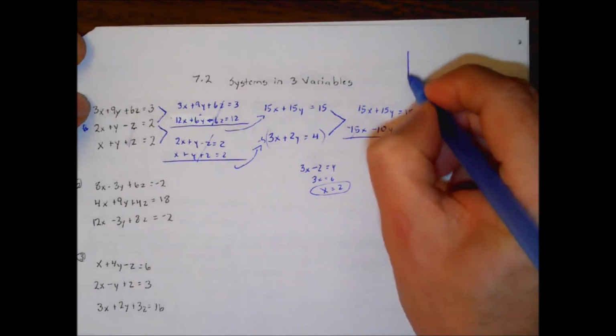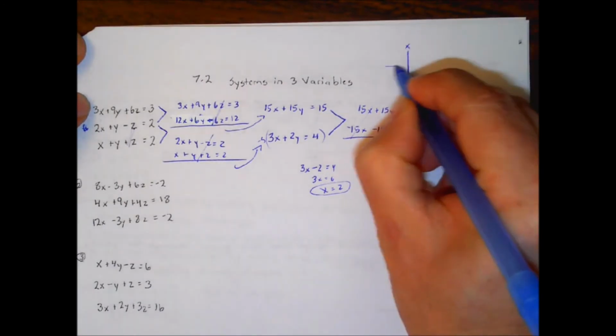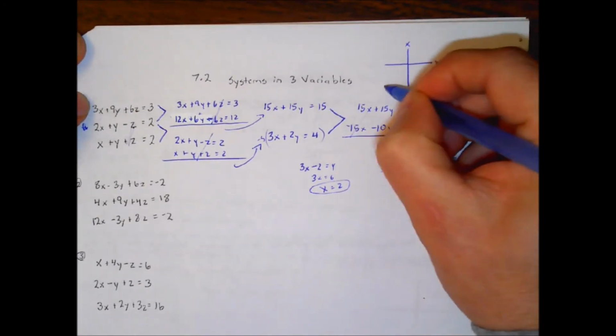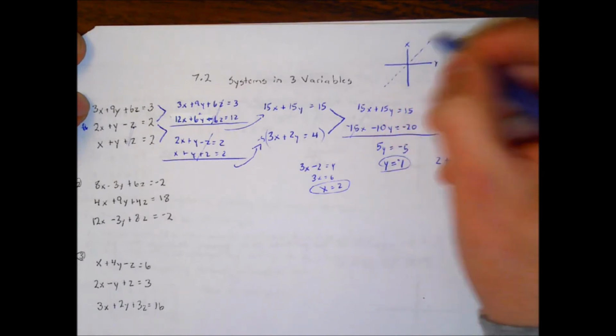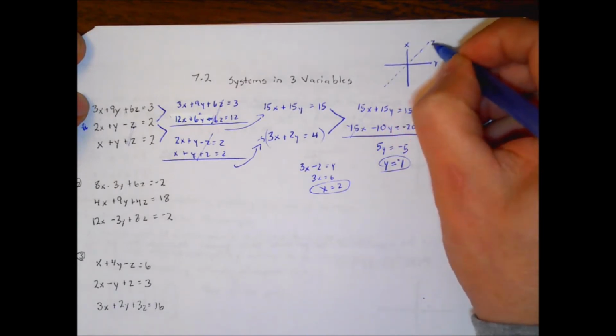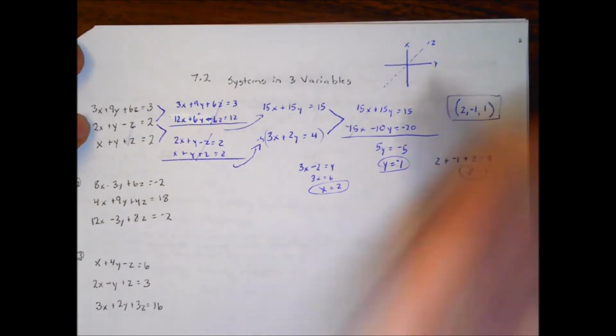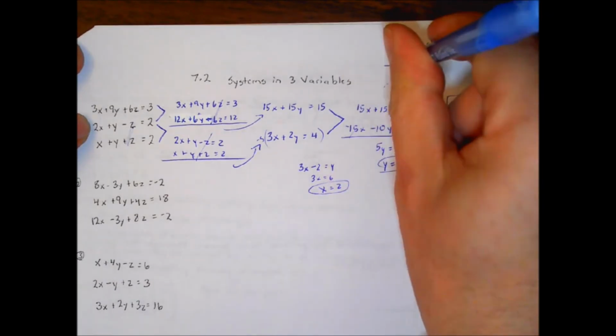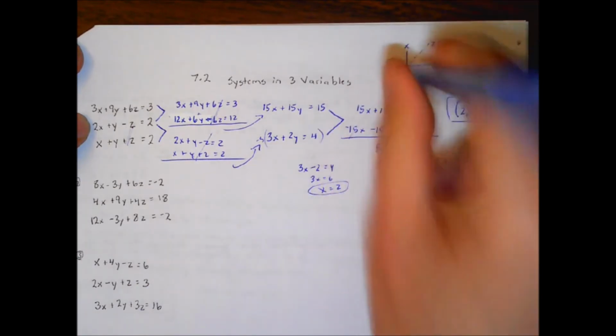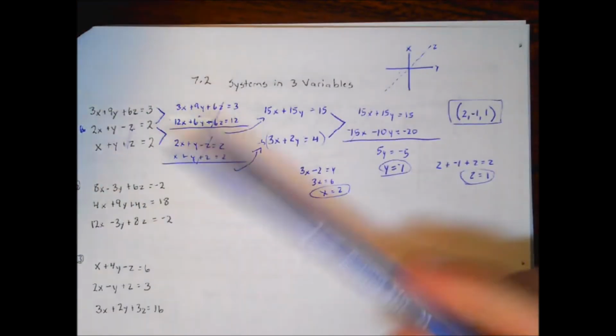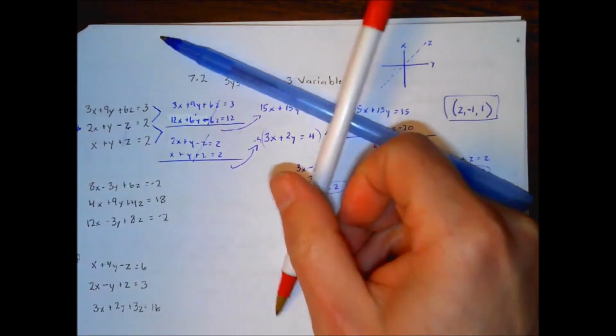All right, so we'll try another one. I'll try this one in red just to keep it separate. Okay, so looking at these variables, should we stick with z's, eliminate z's? So make this 12, then multiply by 2 here, and by negative 3 here, so it's 12 and negative 12.